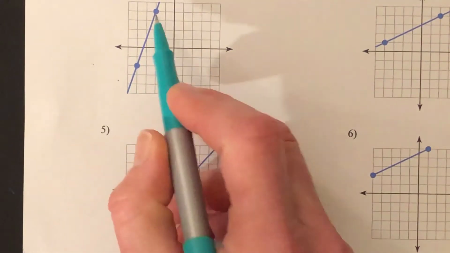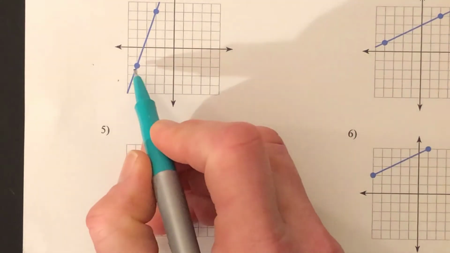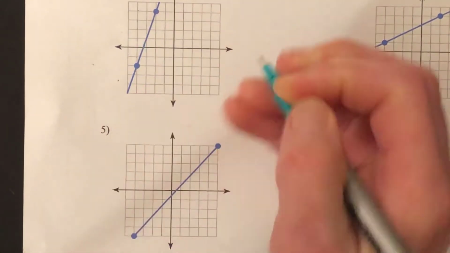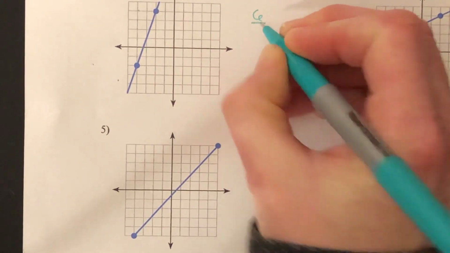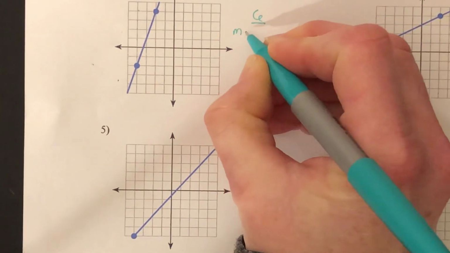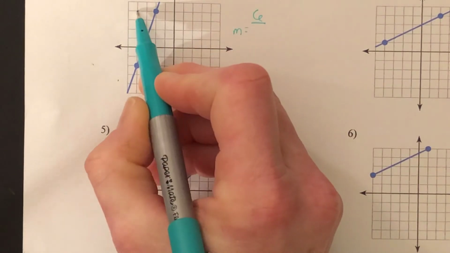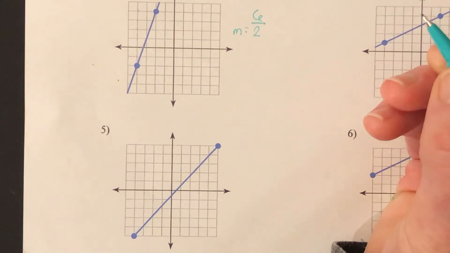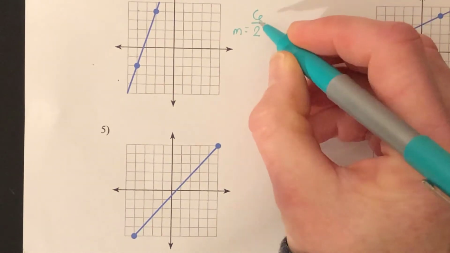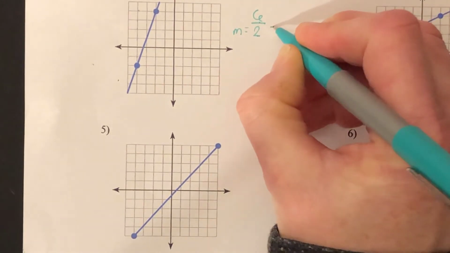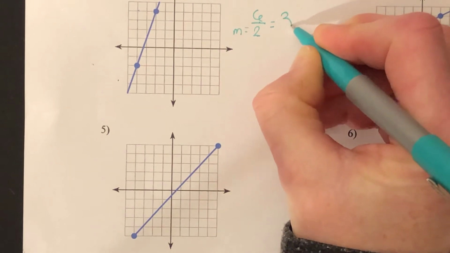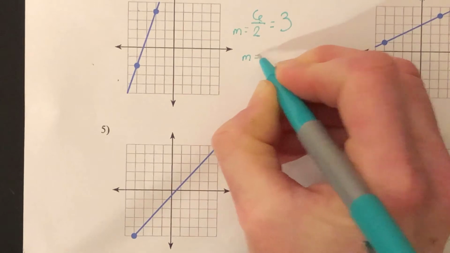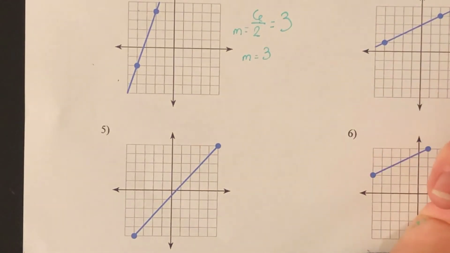We start here and we go up there. Let's see, 1, 2, 3, 4, 5, 6. Up 6. And over 2. Up 6 and over 2. 6 divided by 2 is 3. So the slope is 3. I can rewrite that so it's a little more clear. The slope is 3.